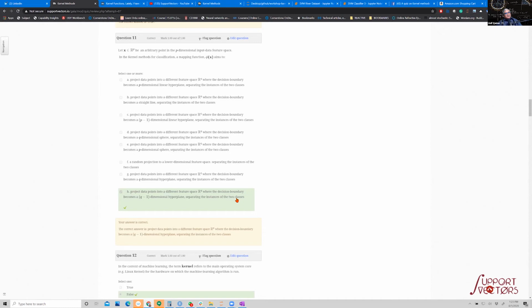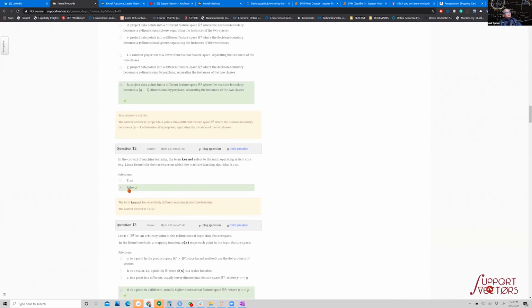And what do you want to do? You want to draw a hyperplane. So in two dimensions, what is a linear hyperplane? A line. In 3 dimensions, it's a 2-dimensional plane. In 4 dimensions, it will be a 3-dimensional plane. So if you project data into a q-dimensional space, a hyperplane would be how many dimensions? Q minus 1 dimension. That's the explanation.